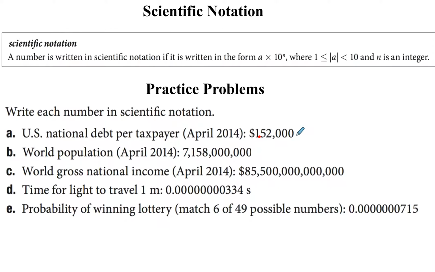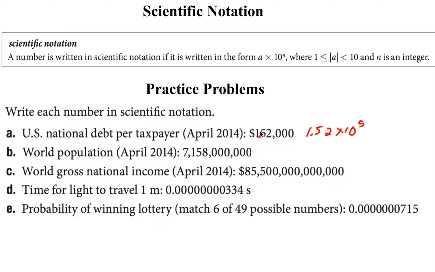So how many places did we go? We went 1, 2, 3, 4, 5 places. So we've changed our decimal 5 places. The rule I like to use: if the number you're starting with is bigger than 1, then your exponent is going to be positive. If the number you're starting with is a decimal value less than 1, like letter E down here, then that will have a negative exponent. So this should be 1.52 times 10 to the 5th.